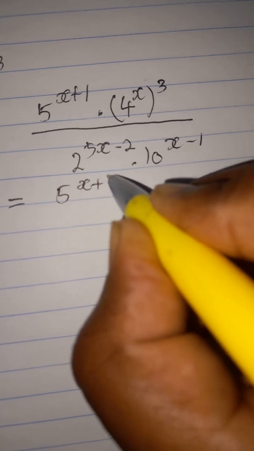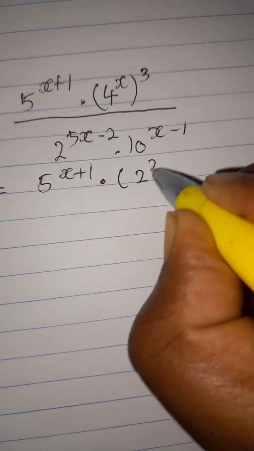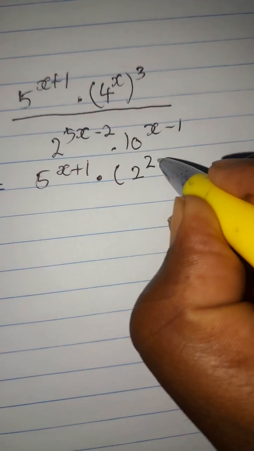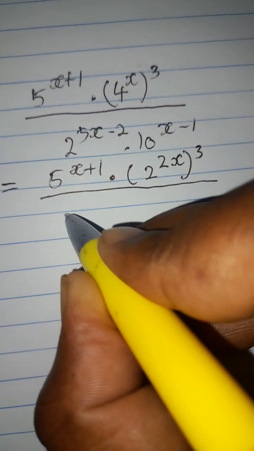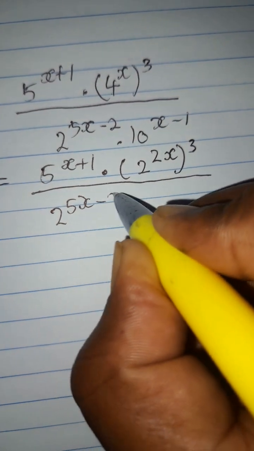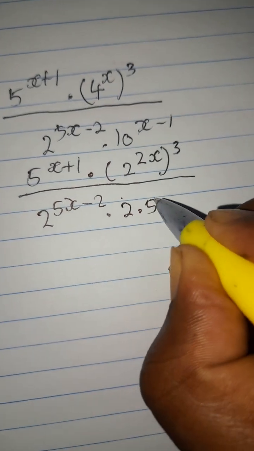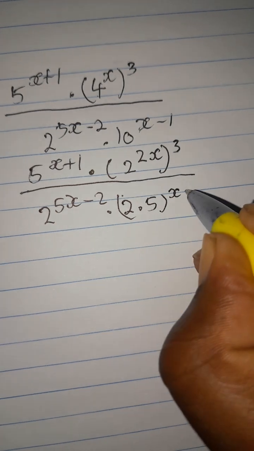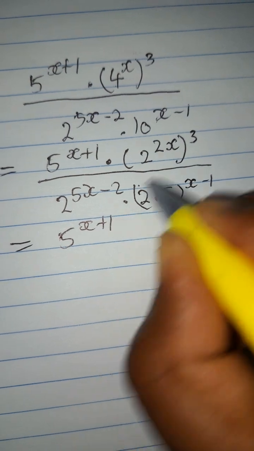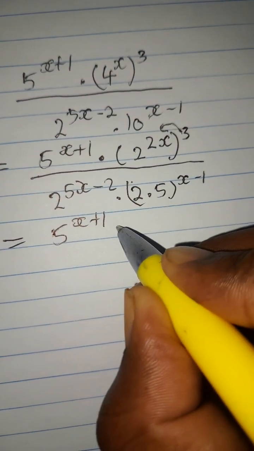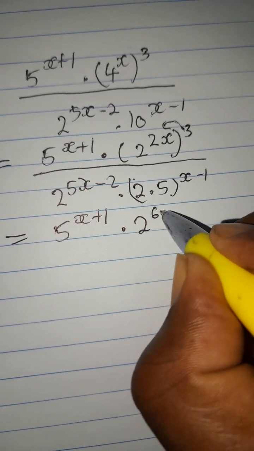This is already split. So what we could do is change 4 into exponential form. That will be 2 to the power of 2x, to the power of 3. Then we have 2 to the power of 5x minus 2. We can change 10 to the same as 2 times 5, to the power of x minus 1. So from here, you just say 5 to the power of x plus 1. This 3 multiplies everything that is inside the bracket there. That will be 2 times 2x times 3, that will be 6x.